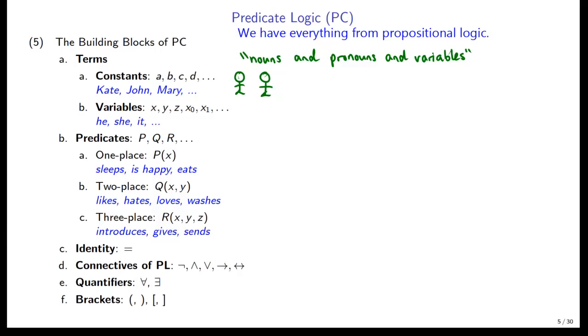Variables we use at the end of the alphabet, so usually x, y, z, sometimes w, sometimes v. These correspond to pronouns like he, she, it, or these are variables that will be bound by the universal or the existential. So I'll just put some or all. We'll talk about what being bound means in a bit.